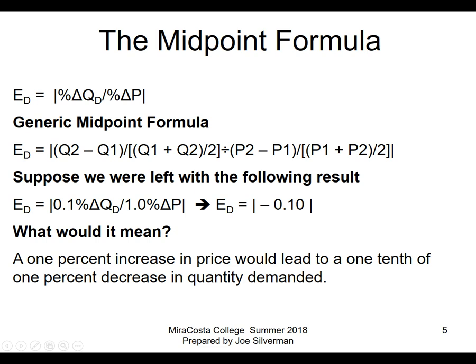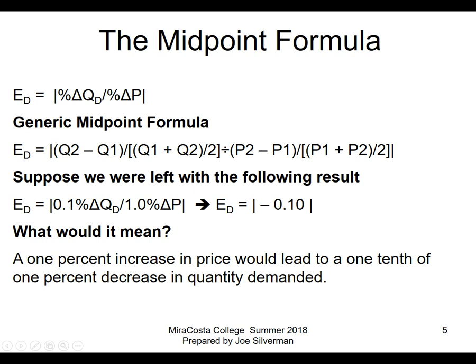That's one reason. Another reason is if you were to calculate the price elasticity of demand and you did not use the midpoint formula, your starting and ending points would give you two different numbers. If you use the midpoint formula, it doesn't matter if you start at Q2 and go to Q1 or start at Q1 and go to Q2, you're going to wind up getting the same number.